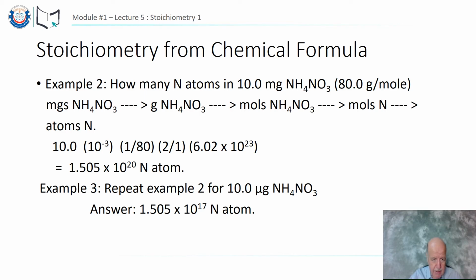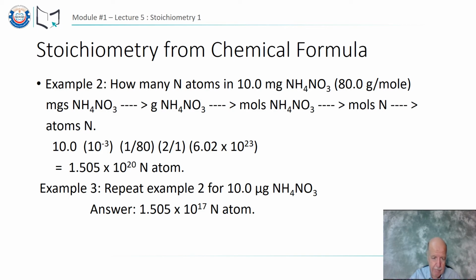So, in calculations, the mass should be in grams. The mass should be what? In grams. If it's in milligrams, I have to change it to grams. Then continue. Milligrams ammonium nitrate. Grams ammonium nitrate. Always go to number of moles. Moles ammonium nitrate. Then, how many nitrogen in ammonium nitrate? 1, 2. Then, to go from moles to atoms, multiply by Avogadro's number.